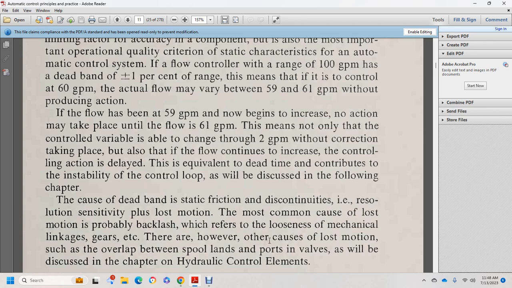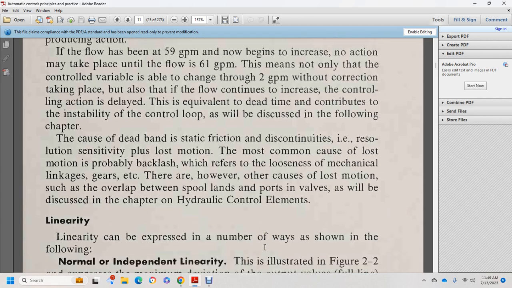The most common cause of the loss of motion is probably backlash, refers to the looseness of mechanical linkage in gears. Therefore, however, the other causes of loss of motion, such as the overlap between the spool lands and ports and the valve, as will be discussed in chapter hydraulic control elements.